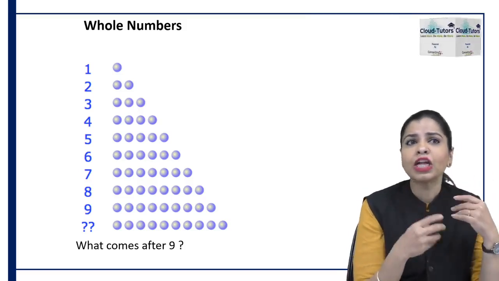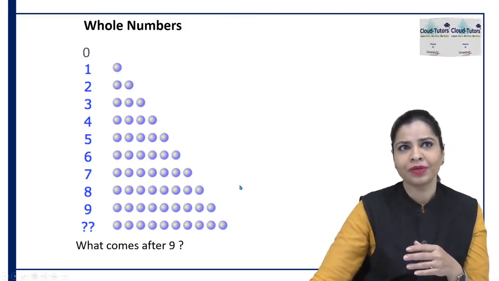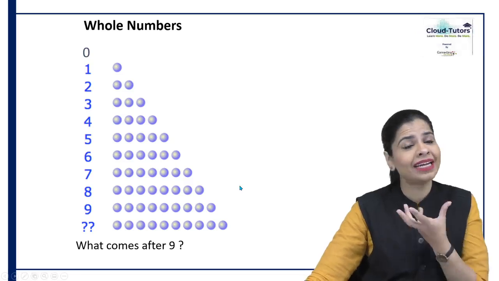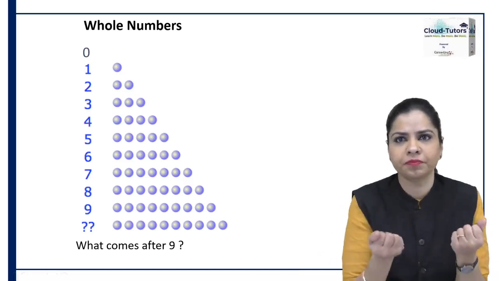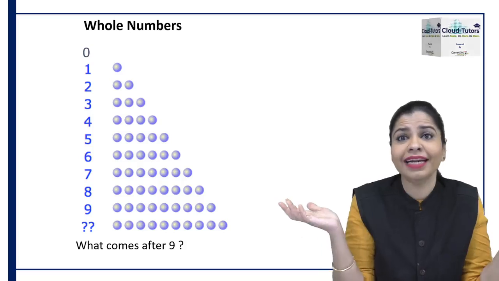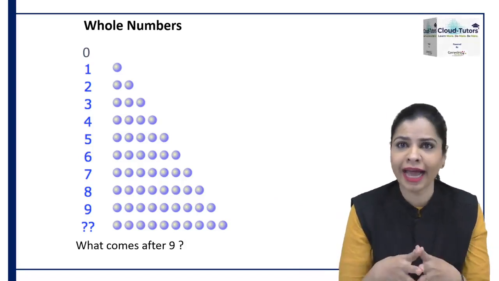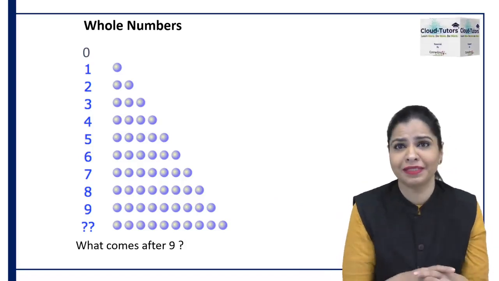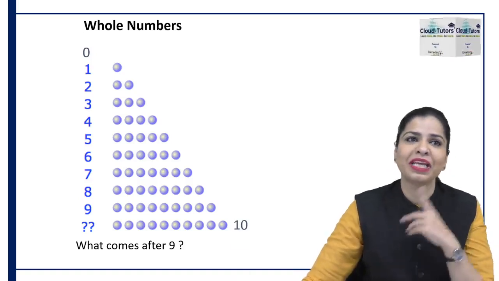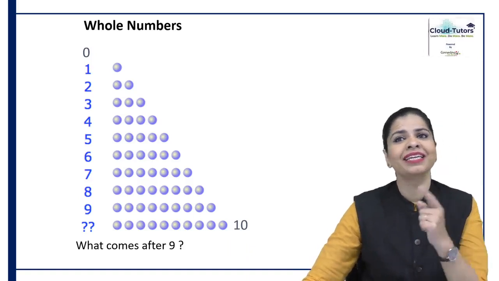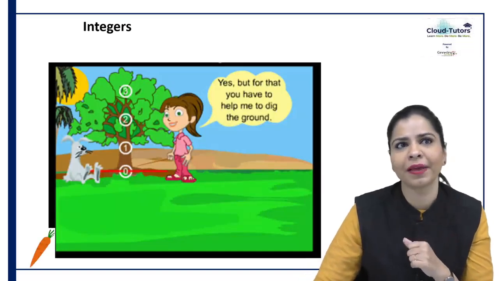So what comes after 9? It is 10, right? We need the help of 0. So yes, 0 is needed, though it does not have any significance. How will I show you 0? When I say I have nothing, I'm saying I have no pens. Or I can also say I have 0 pens. But for me to show I have 10 pens, I need the help of 0. So what comes after 9? It is 10. Alright, so next moving on to our today's topic, integers.